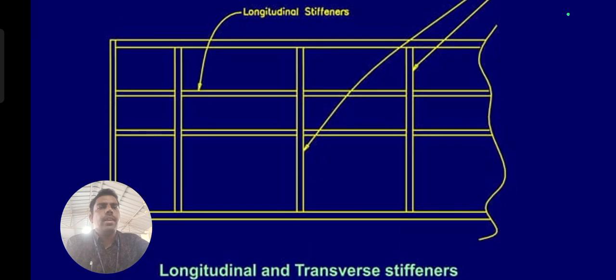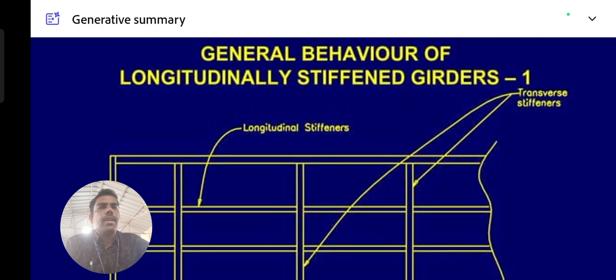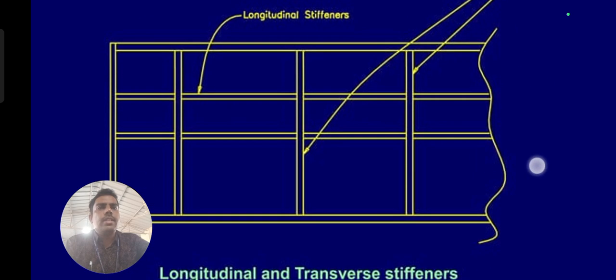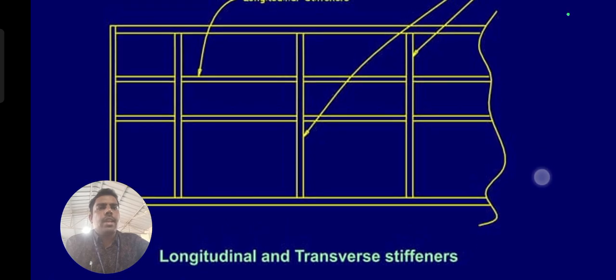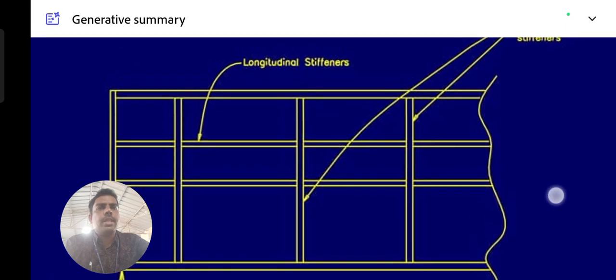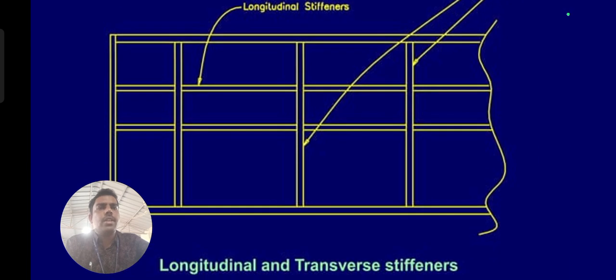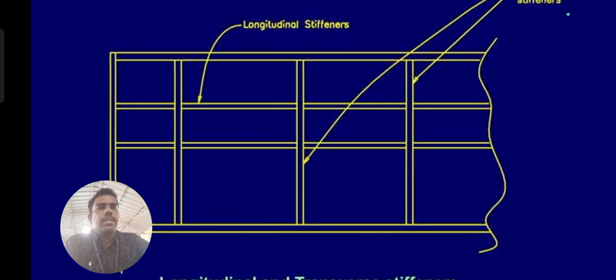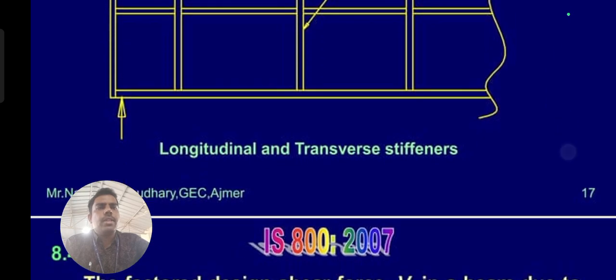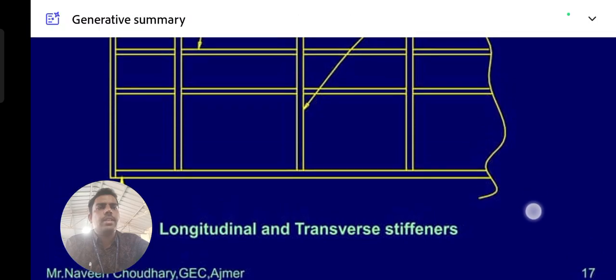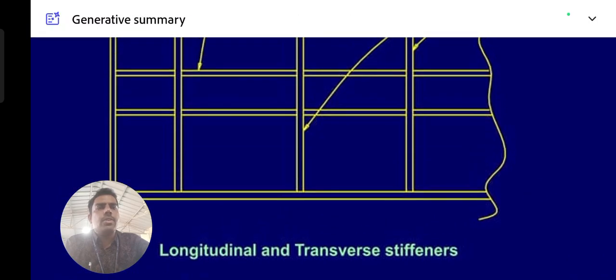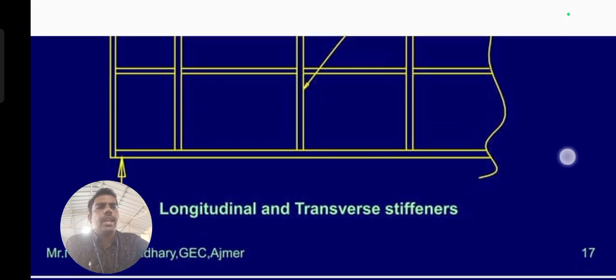See, this is the general behavior of the longitudinally stiffened girder. See here, the vertical lines represent the longitudinal stiffeners, and the horizontal lines represent the lateral stiffeners. What is the importance of the stiffeners? They resist the bending moment, and they also resist transverse movement.